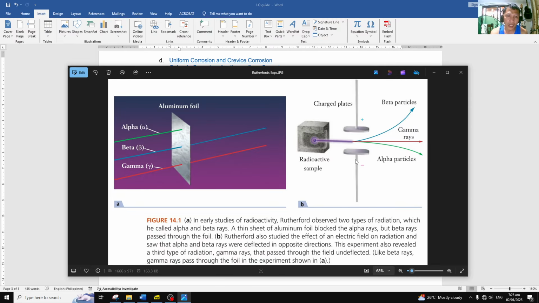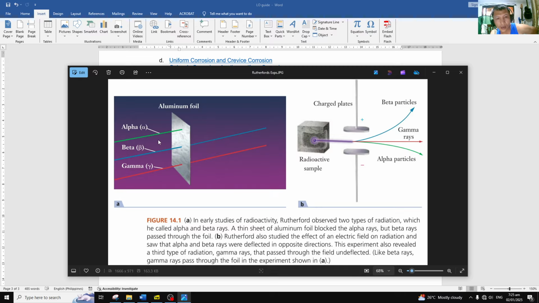This one is in terms of an aluminum foil. He saw from an aluminum foil that the first ones he discovered were the alpha and the beta particles, because the alpha particles don't pass through the aluminum foil while the beta particles do. So how did he do it? Because he could see in a dark room some rays.